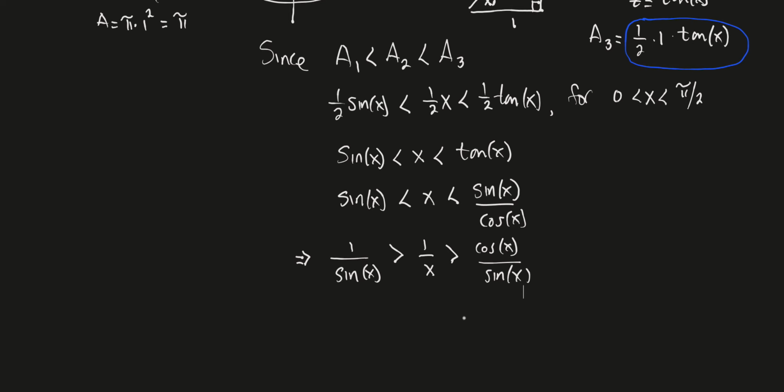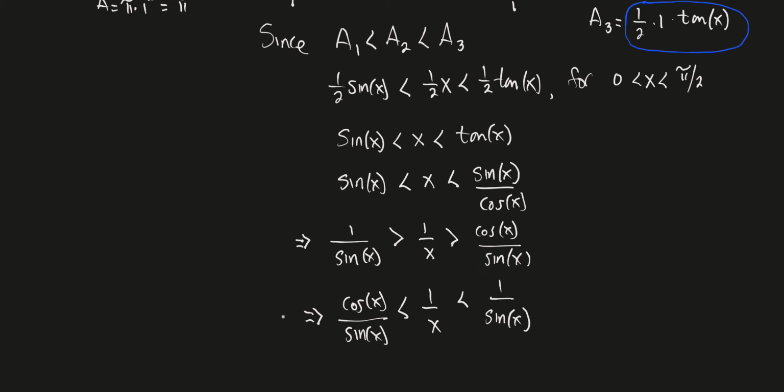Okay, so one more thing. Now, writing it this way, I can also write this inequality as the cosine of x over the sine of x is less than 1 over x, which is in turn less than 1 over the sine of x, right? So essentially, instead of writing the inequality going this way, I can start it with this quantity, which is the smallest of the three quantities, and then write it in an increasing fashion. This way, it's in a decreasing fashion. This way, it's in an increasing fashion. One more thing to do.